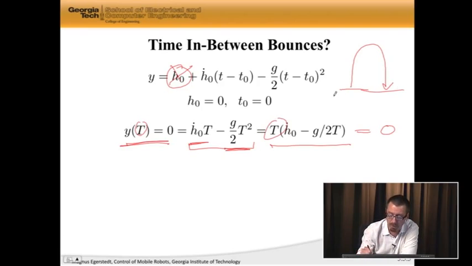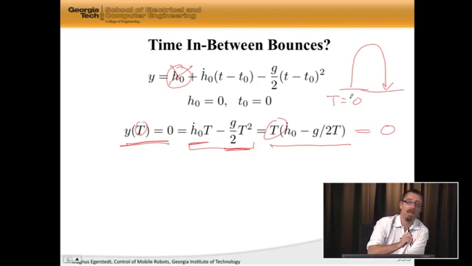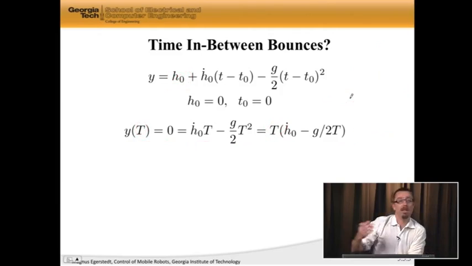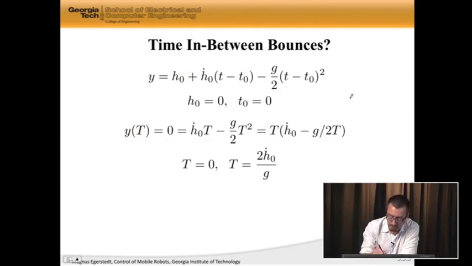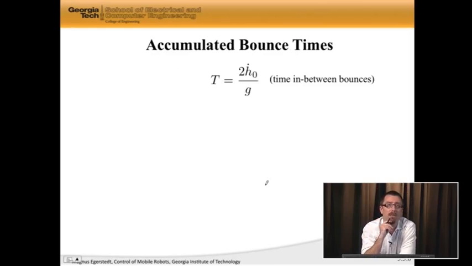So one solution corresponds to t equal to 0, which is at the beginning of the bounce. And the other solution is when we return down. So this is how long it took me to go from the ground up into the air and then back down to the ground. This is the time in between bounces. Let's compute the accumulated bounce times, just because we find it amusing.